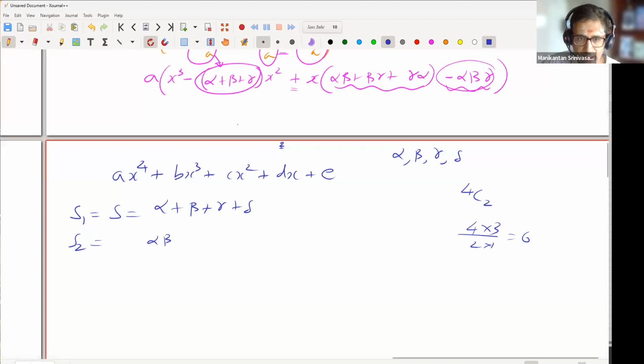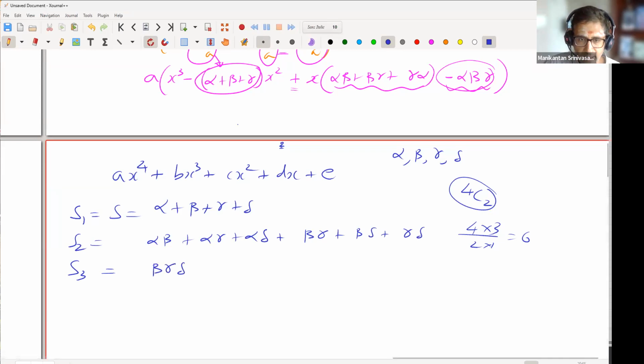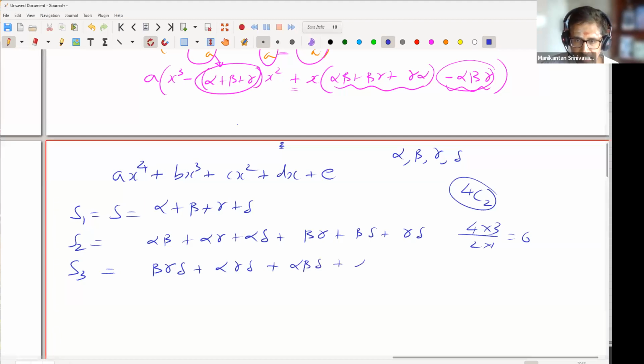And you can see that alpha, let's finish alpha first. Alpha beta plus alpha gamma plus alpha delta. Then we'll move to beta, and beta has already been paired with alpha. So we'll go forward, beta gamma plus beta delta, and then gamma delta. So those are the 6 terms that we get by doing 4 choose 2. And then S3, which is the sum of products taken 3 at a time. Taking 3 at a time is effectively leaving out 1. So I can leave out alpha, right? Or I can leave out beta, or I can leave out gamma, or I can leave out delta, right?